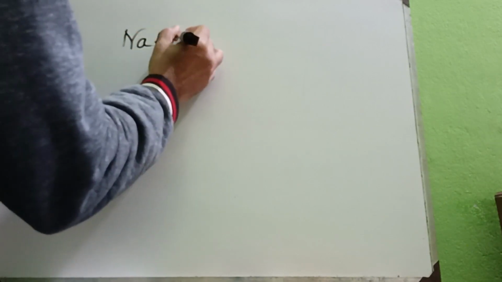Today I am going to discuss how to find out valency. So let's get started. At first, I write an example: sodium hydrogen carbonate. Another name is sodium bicarbonate.